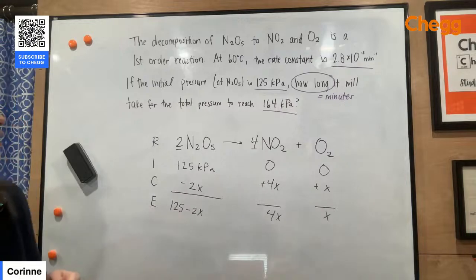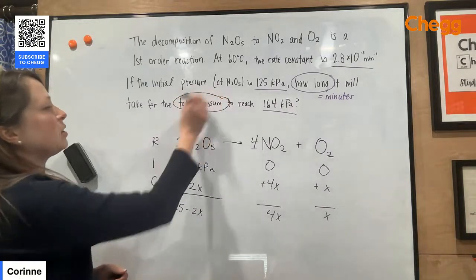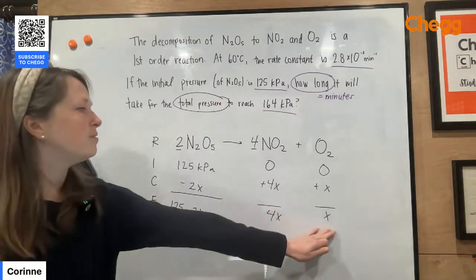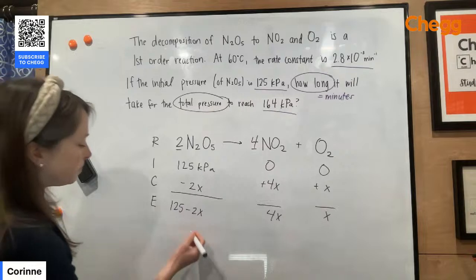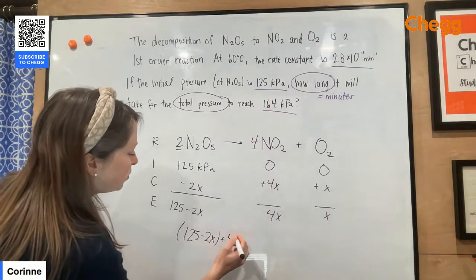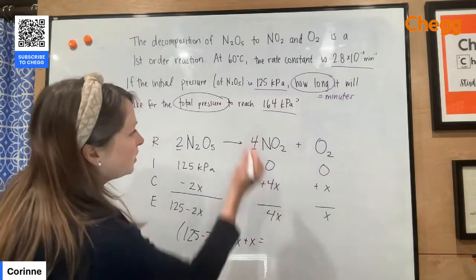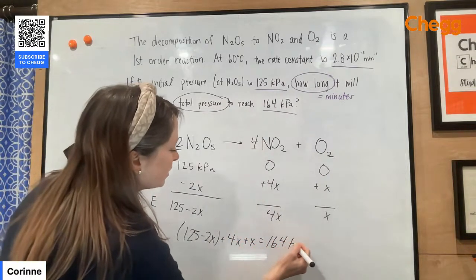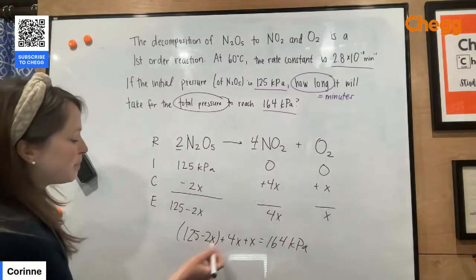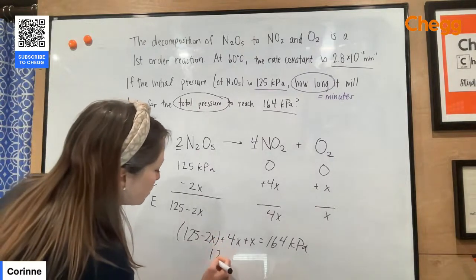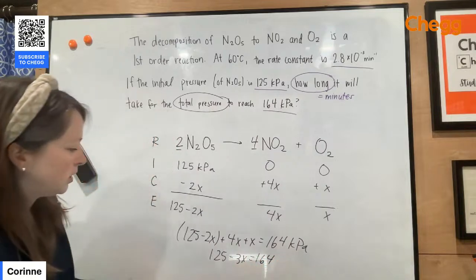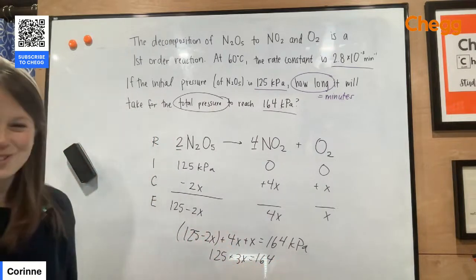This is what it's all going to be equal to. We know our total pressure at equilibrium is 164 kilopascals. So what I'm going to do is add up all of these to equal 164. So I have 125 minus 2x plus 4x plus x equals 164 kilopascals. All right, just going to do some quick algebra here. So I have 4x minus 2x, that gives me 2x. Sorry, let me correct that: 5x minus 2x gives me 3x. So I have 125 plus 3x equals 164.